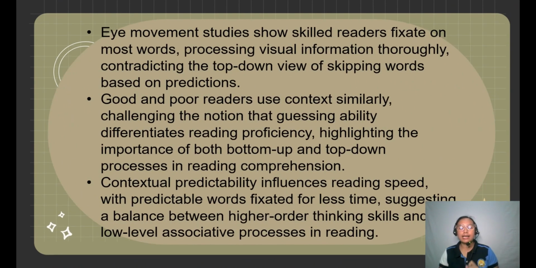So one of the important aspects in reading is the eye movement. Eye movement studies show skilled readers fixate on most words, processing visual information thoroughly, contradicting the top-down view of skipping words based on predictions. Good and poor readers use context similarly, challenging the notion that guessing ability differentiates reading proficiency, highlighting the importance of both bottom-up and top-down processes in reading comprehension. Meanwhile, contextual predictability influences reading speed, with predictable words fixated for less time, suggesting a balance between higher-order thinking skills and low-level associative processes.